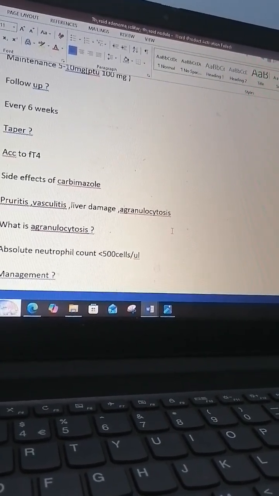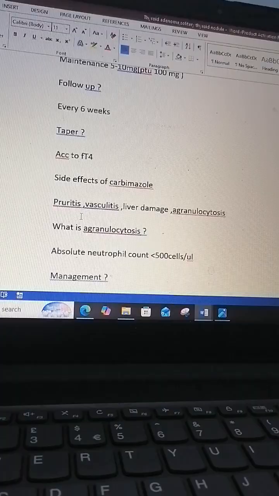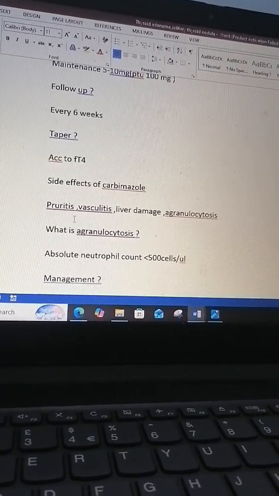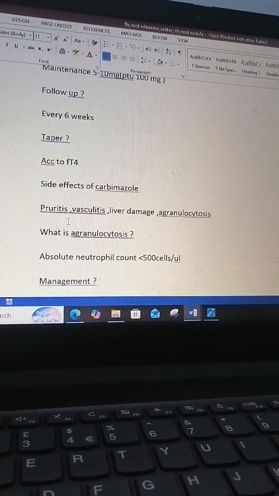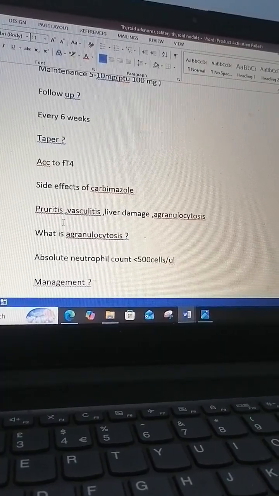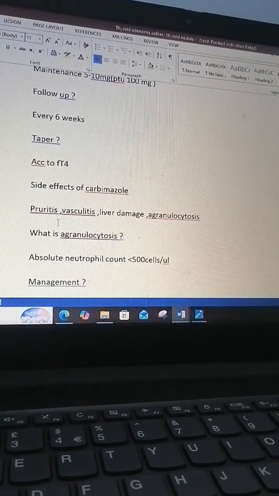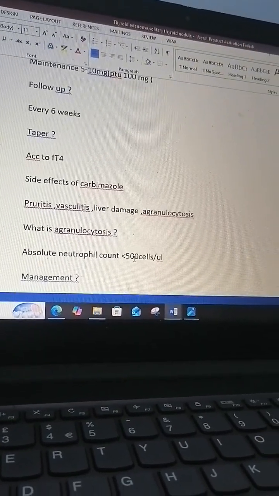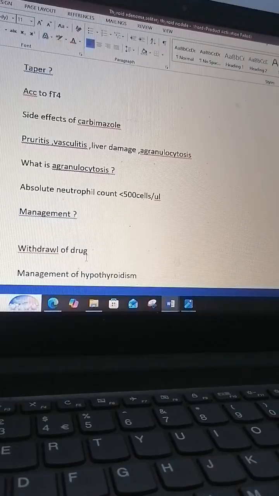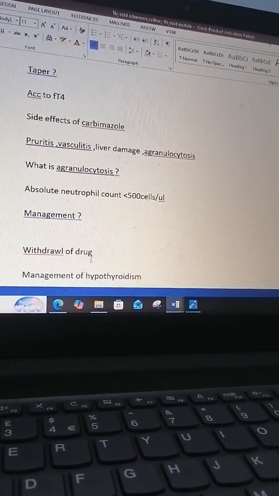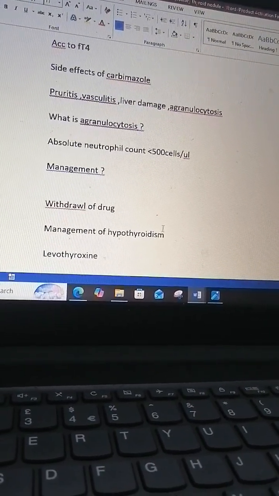And this is a very important question: what are the side effects of carbimazole? The side effects of carbimazole are pruritus, vasculitis, liver damage, and agranulocytosis. Agranulocytosis is a very serious side effect of long-term carbimazole use, and it is when the absolute neutrophil count falls below 500 cells per microliter. We will simply withdraw the drug, and the symptoms will resolve in this case. So this is all about the management of hyperthyroidism in a case of thyroid nodule.